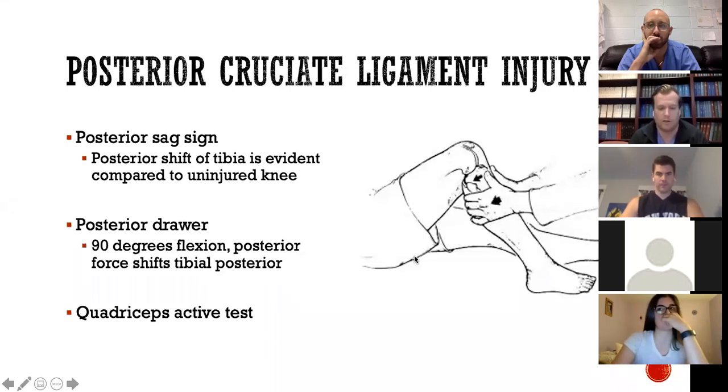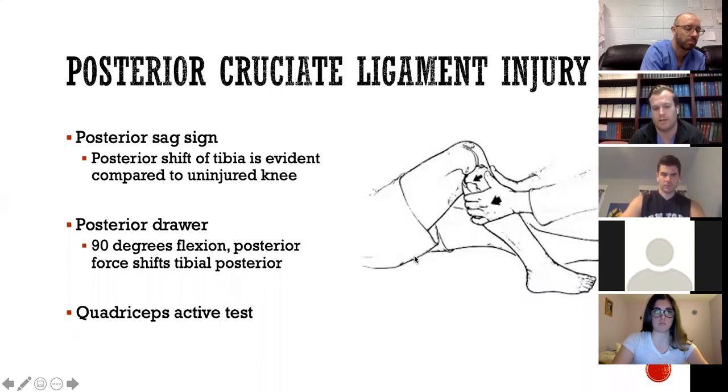Additionally, you can do what's called a quadriceps active test. This is where the patient has their leg extended, and you'll note that there's a posterior sag sign. So the tibia is translated posteriorly compared to the femur. As the quadriceps is contracted and activated, tension through the extensor mechanism will translate the tibia forward, again reducing the tibia underneath the femur. So you'll note that that's essentially the reduction of the posterior drawer test that you're completing.